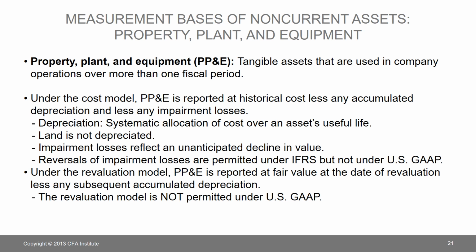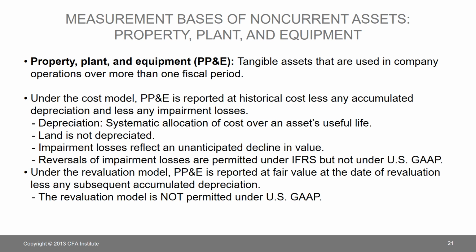US GAAP permits only the cost model for reporting PP&E. Under the cost model, PP&E is carried at amortized cost, so historical cost less any accumulated depreciation or accumulated depletion and less any impairment losses. Depreciation and depletion is the process of allocating or recognizing the cost of a long-lived asset over its useful life.